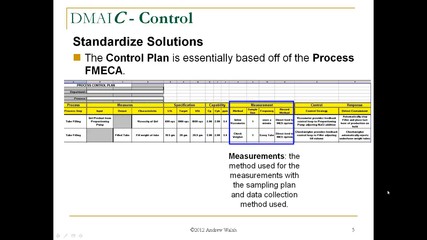And for the measurements that we're going to be doing, the method is an inline viscometer for the viscosity. Sample size is 1 once a minute, and the record method is a direct feed to the manufacturing execution system. Same thing with the checkweigher. We have a sample size of 1. Every tube coming out of the filler is actually checked, and there's a direct feed to the MES system.